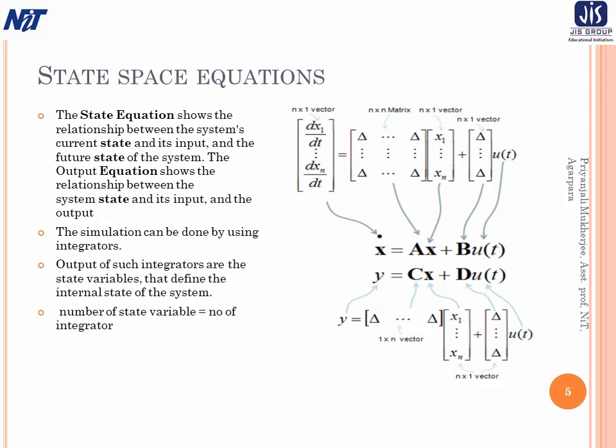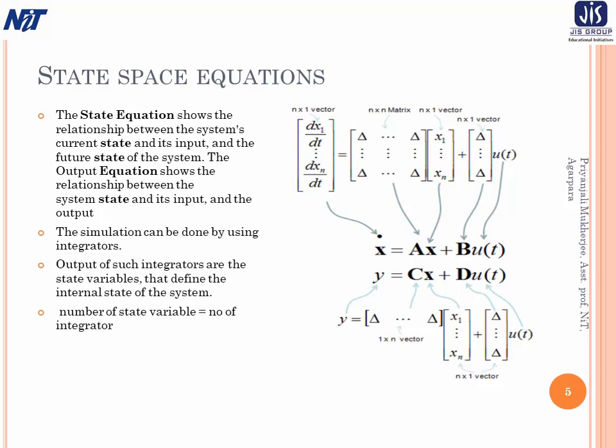Now the simulation can be done by using the integration terms in the diagram, or the state diagram, and the outputs of the integrators are the state variables which define the internal state of the system. If the number of state variables is 2 for a system, then the number of integrators required is equal to 2. So the number of state variables represents the number of integrators required to represent the system.